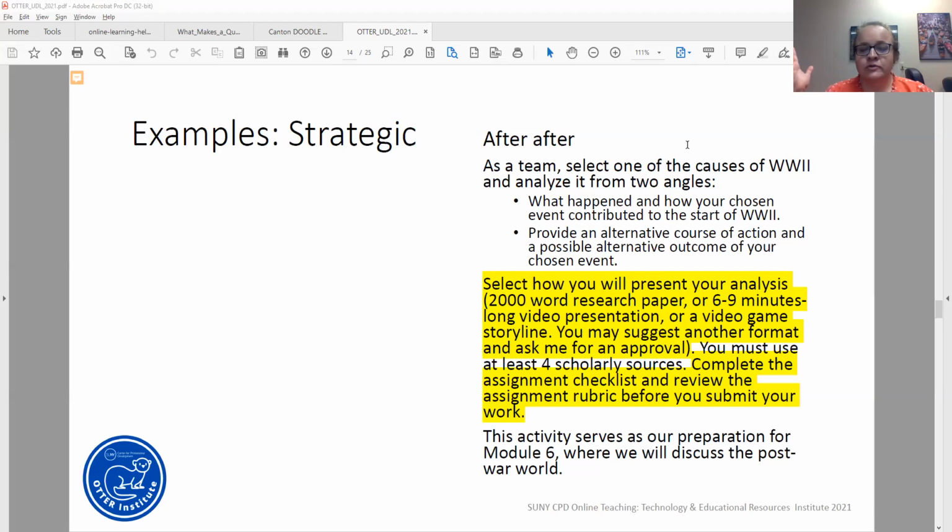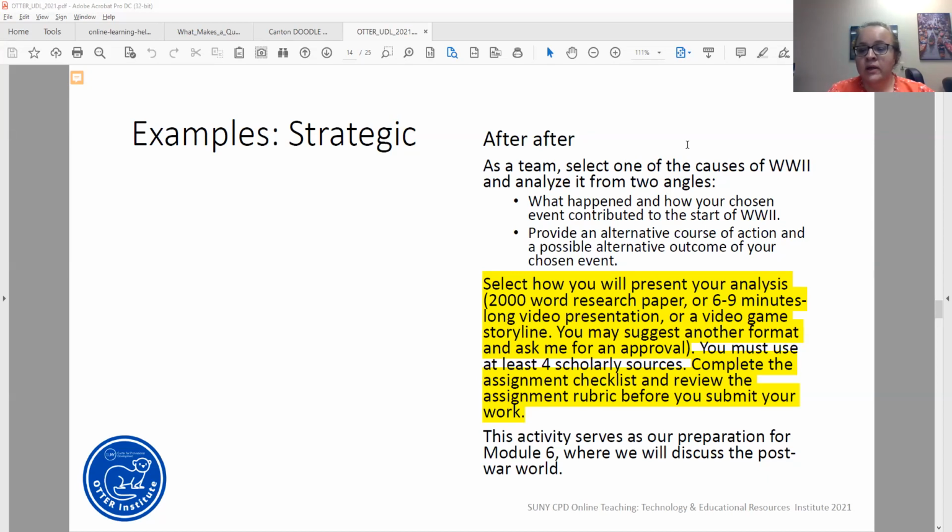I completely lost my train of thought, but let me get back. In addition to asking for 2 angles, we're also giving them choice about how to let you know that they know. So we are asking them to choose: you either write a 2,000-word research paper, or you create a 6 to 9 minute video, or you create a video game storyline that will answer those questions. Or if you have another suggestion, please let me know, and I will definitely consider it.